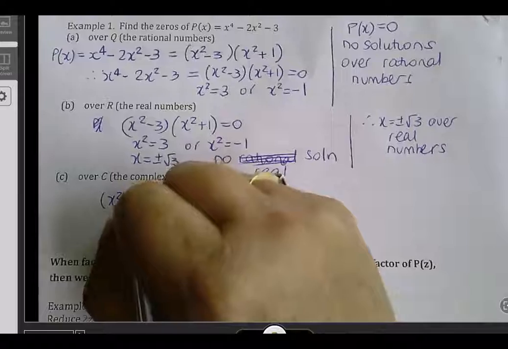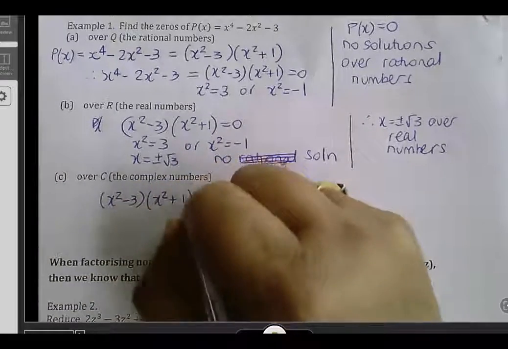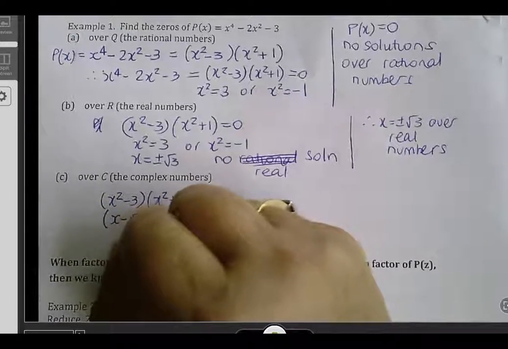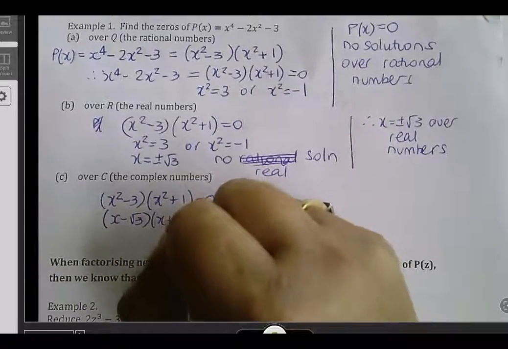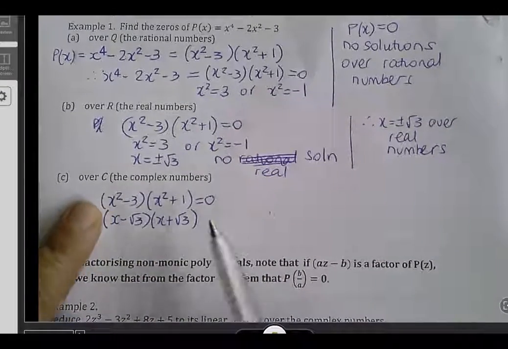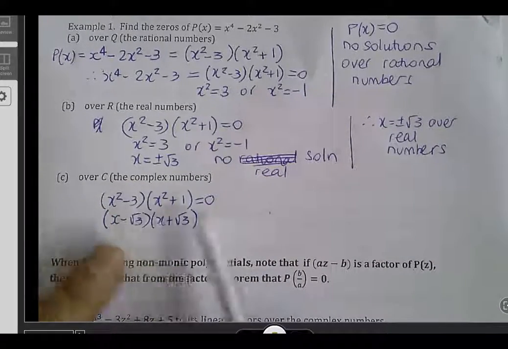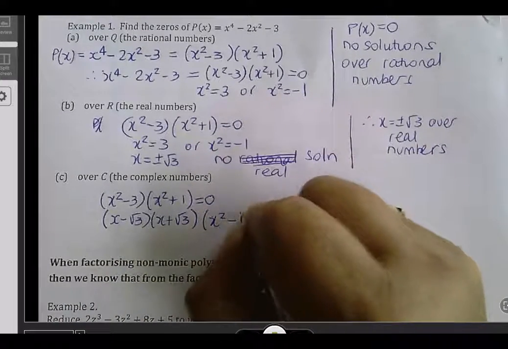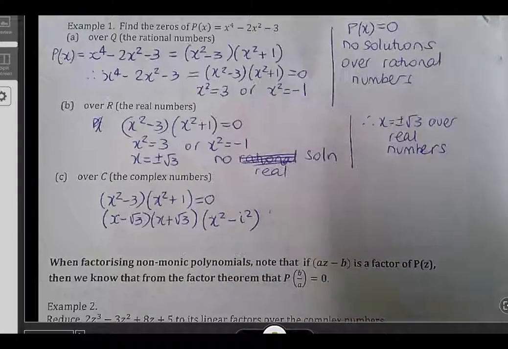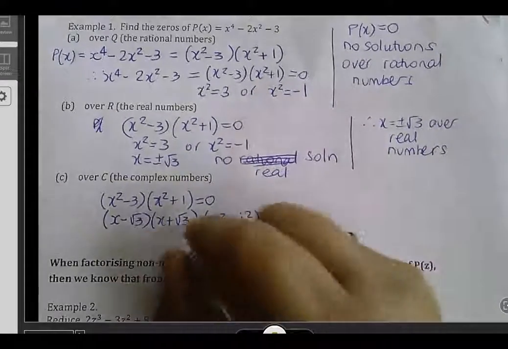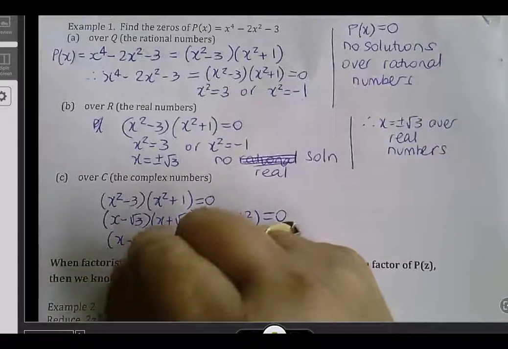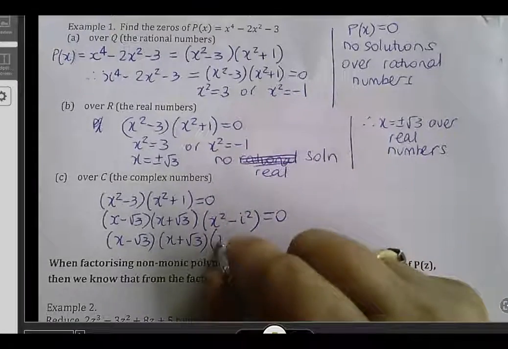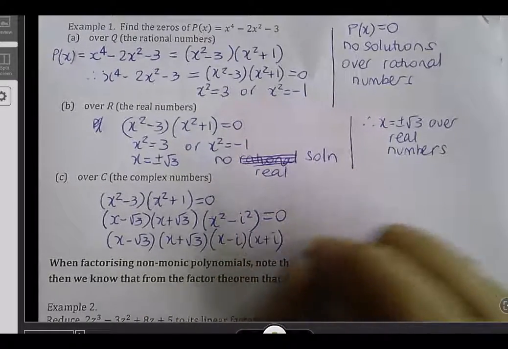So I'm just going to go x squared minus 3, x squared plus 1 equals 0. I'm going to do my full factorizations. Haven't I got x minus root 3, x plus root 3 if I factorize the x squared minus 3? And isn't x squared plus 1 the same as x squared minus i squared? Remember, i squared is negative 1. So therefore, this is x minus root 3, x plus root 3. I mean, I could have done it just from there. x minus i, x plus i.